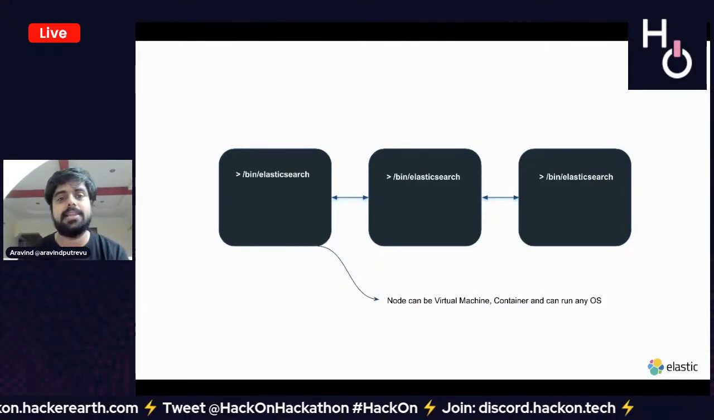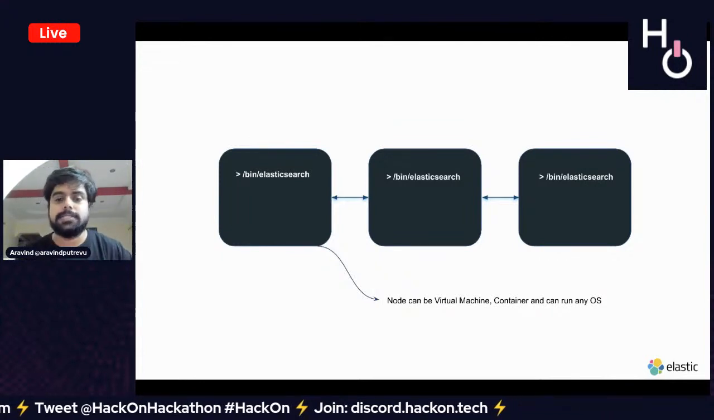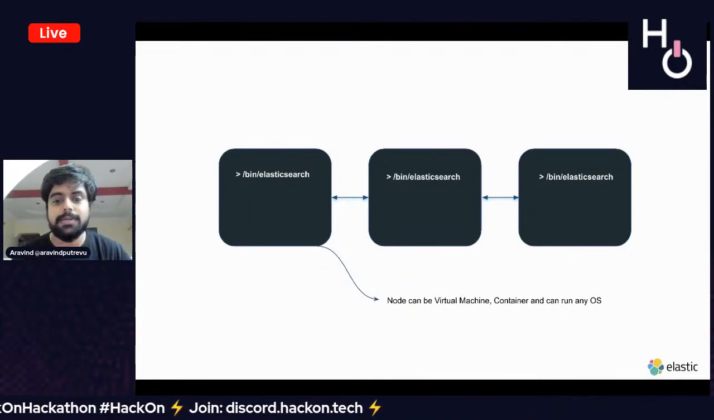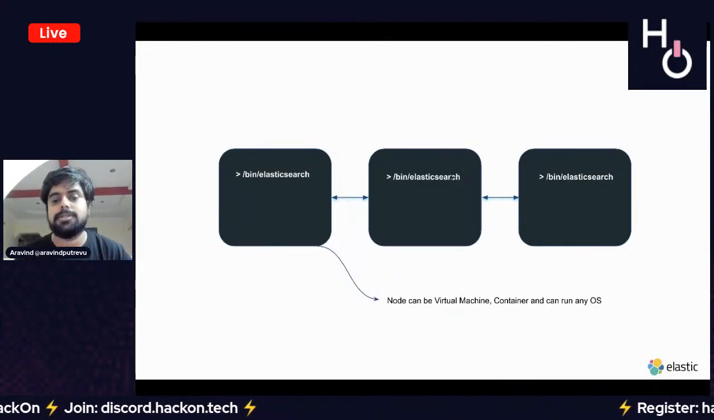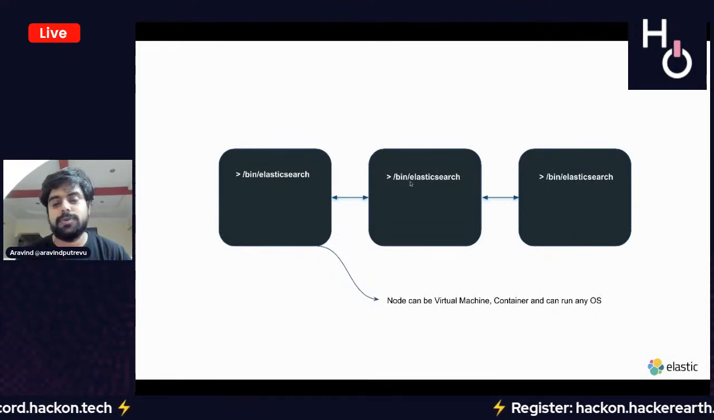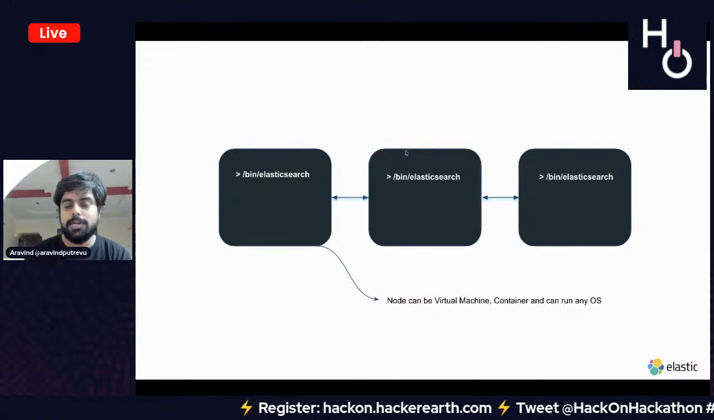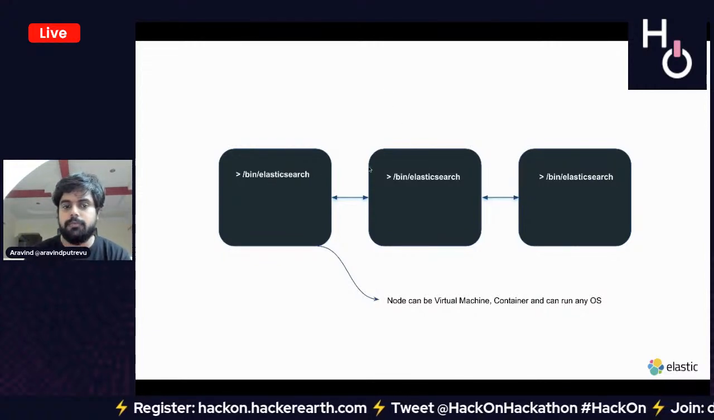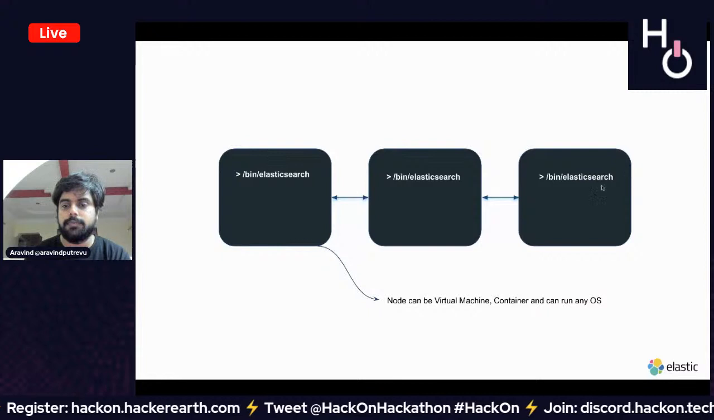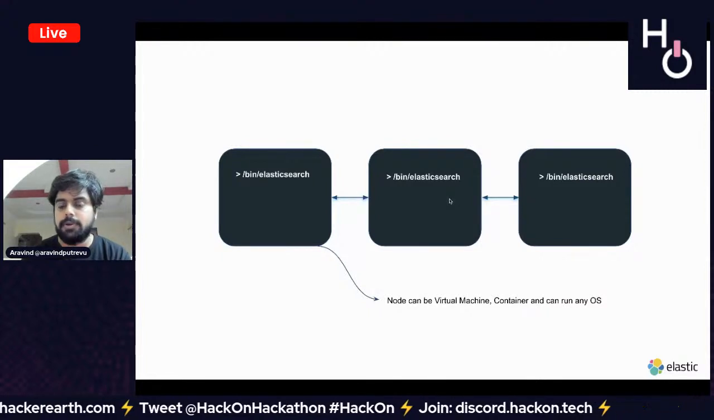All that it needs is to run Elasticsearch as a process. That's what you are seeing here, where Elasticsearch is running as a process in each node, and they work together and form a cluster. When you ask a query to this node, everyone works on that query. If you ask a query to this one, everyone works. So in the real world also, it's the same way.